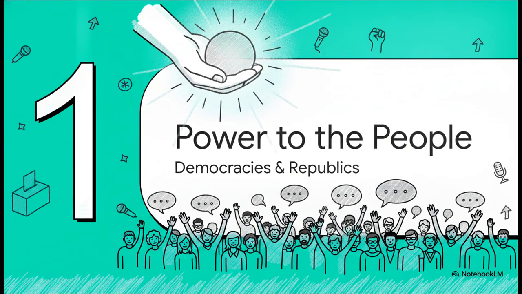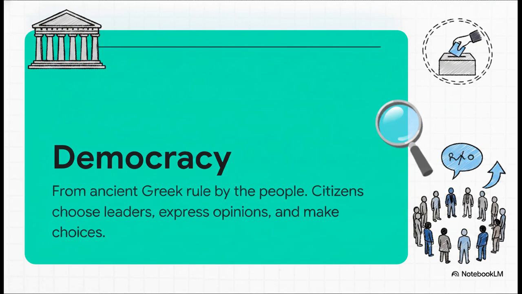Power to the people. This is where we look at democracies and republics, the systems designed to keep the reins of power firmly in the hands of the citizens. The most prominent of these systems is democracy. The word itself comes from ancient Greek, and it literally translates to rule by the people. Think of it like a massive group project, but one where every single member actually gets a say.